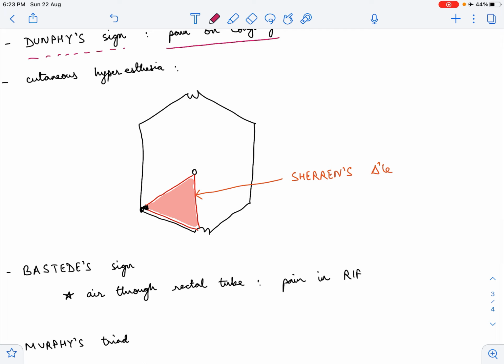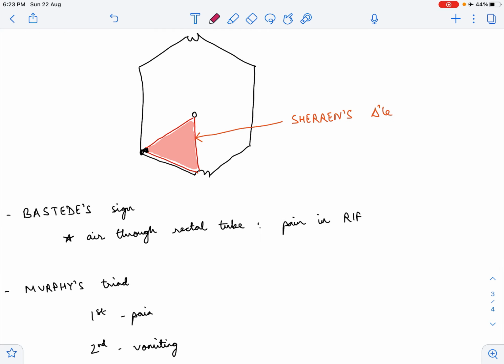Next, there is something called cutaneous hyperesthesia. Cutaneous hyperesthesia is seen when you stroke the skin in the region of Sherren's triangle. The patient has an increased sensitivity, that is called hyperesthesia. Sherren's triangle has three boundaries. For the first boundary, you join the anterior superior iliac spine with the umbilicus. Second, you join the umbilicus to the symphysis pubis. Third, you join the anterior superior iliac spine and the symphysis pubis. So, within this triangle, if you are stroking, the patient has a sensation of cutaneous hyperesthesia. This is supposed to be very unpleasant for the patient.